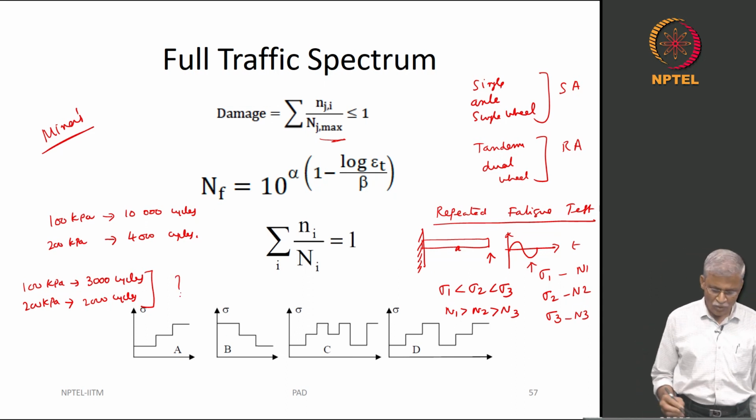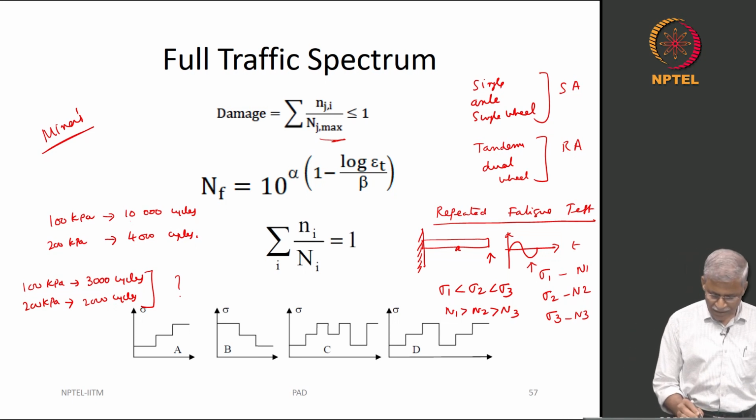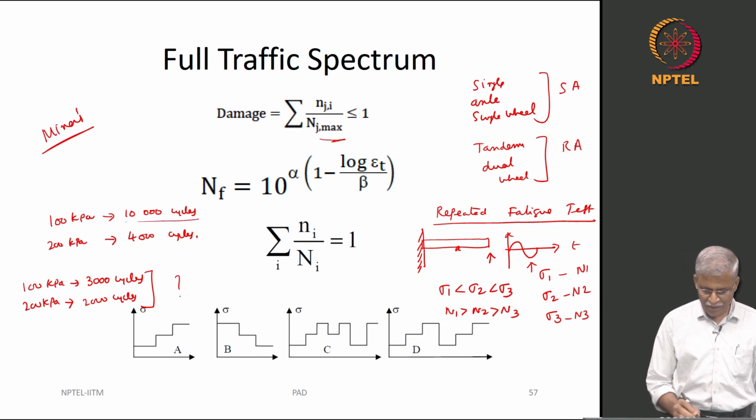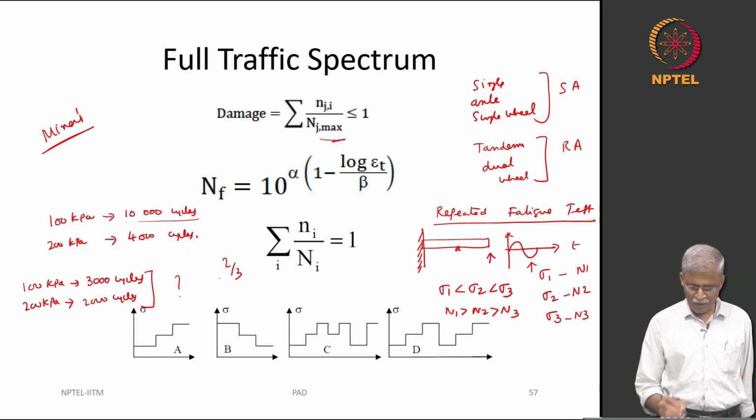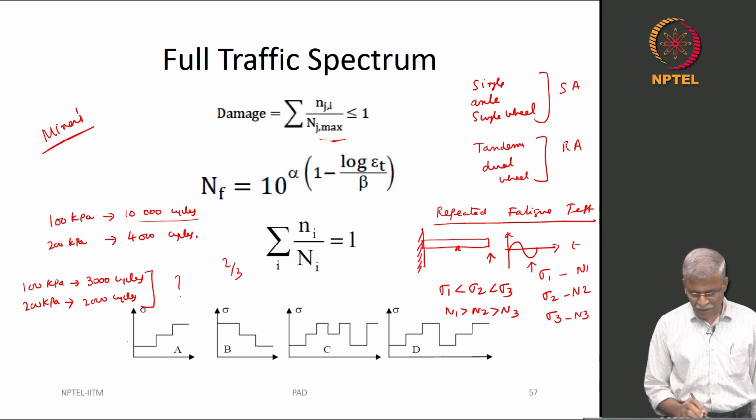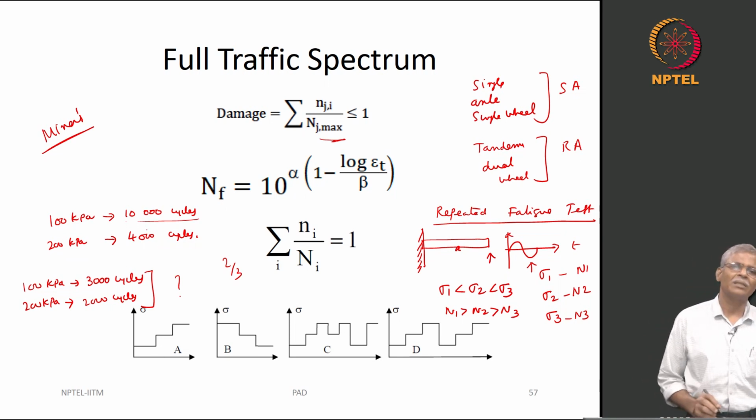So, what will you do? Oh, it is very simple. 10,000 cycle is 1, 3000 cycles only you have applied. So, I still have around 2/3 life here. Now, 4000 cycle is the life and you have applied 2000 cycles.